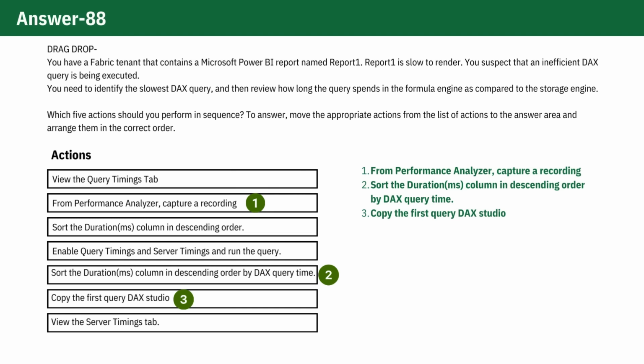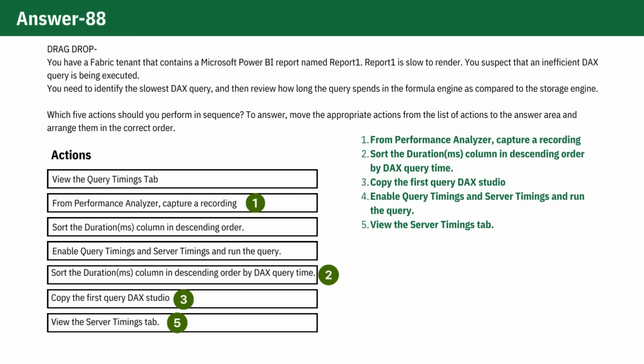3. Copy the first query over to DAX Studio. Take the slowest query and copy it into DAX Studio for further analysis. 4. Enable query timings and server timings and run the query to analyze it in detail. 5. View the Server Timings tab. Finally, examine the Server Timings tab to review how long the query spends in the formula engine compared to the storage engine.